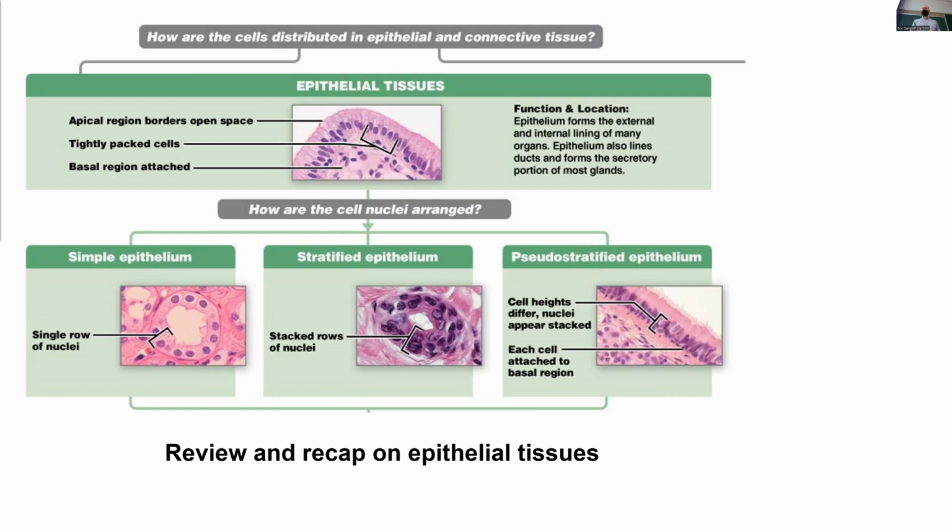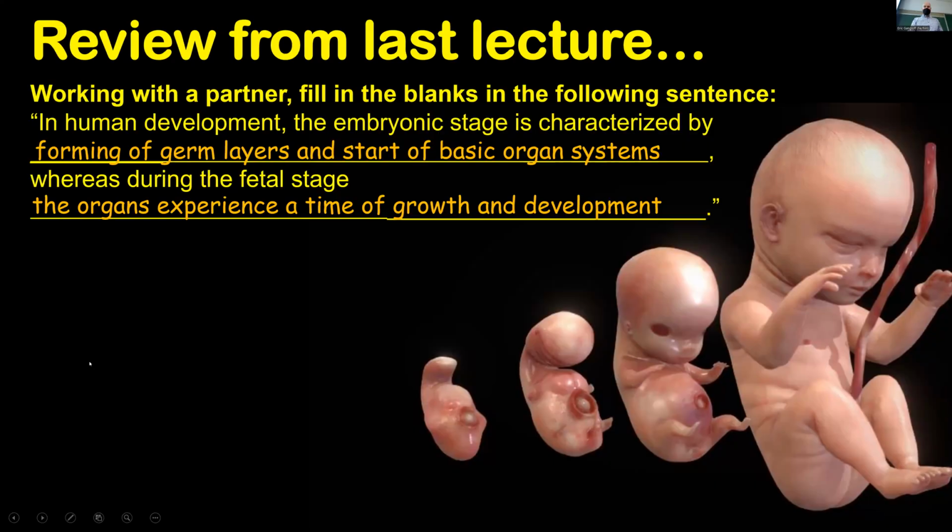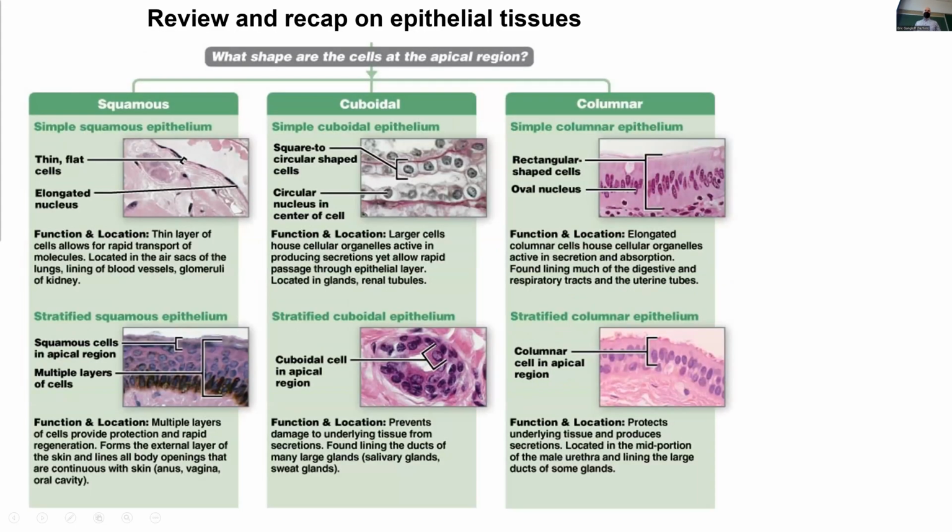We'll look at that in more detail, but I just wanted to set you up with some visual images of that. Oops, wrong way. Then remember, in addition to being simple or stratified, we can also describe these cells as being squamous or flat, cuboidal, or columnar. And you can see some examples here.